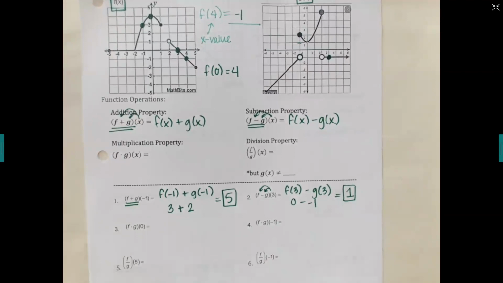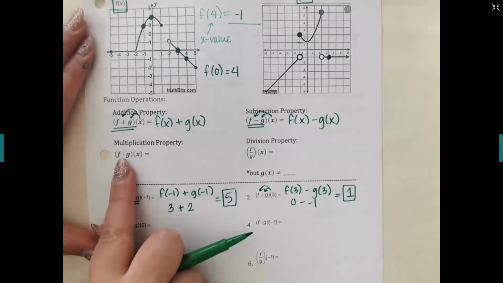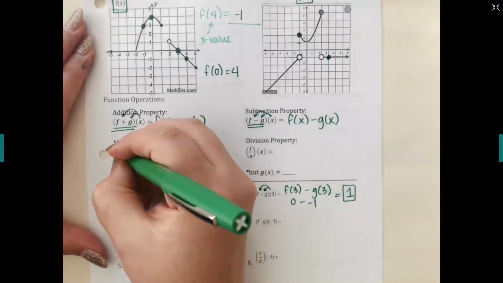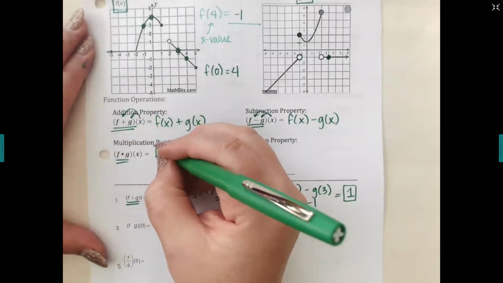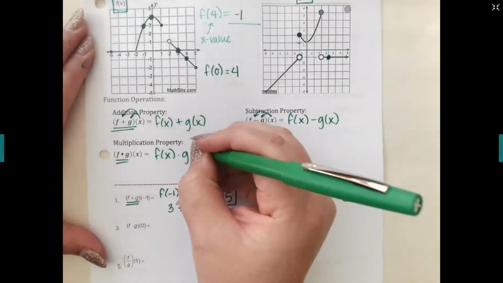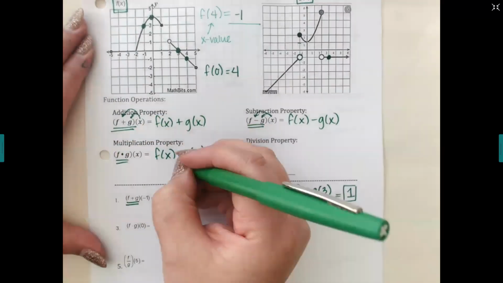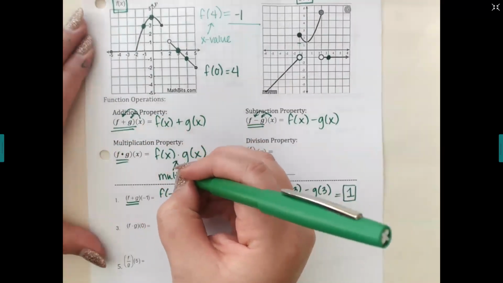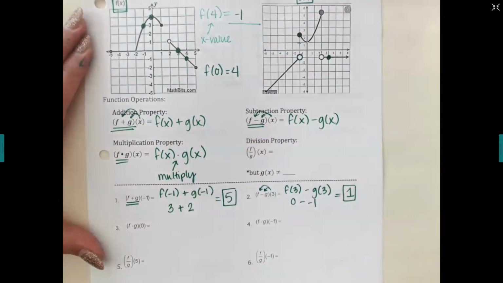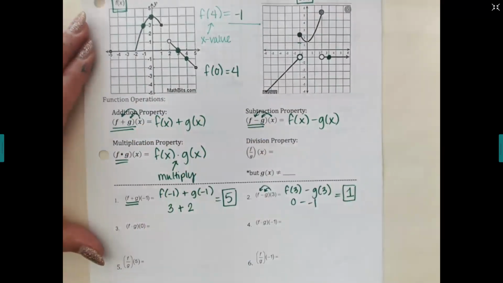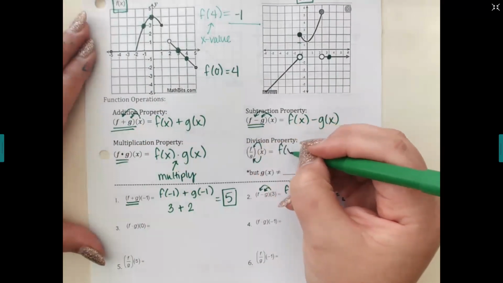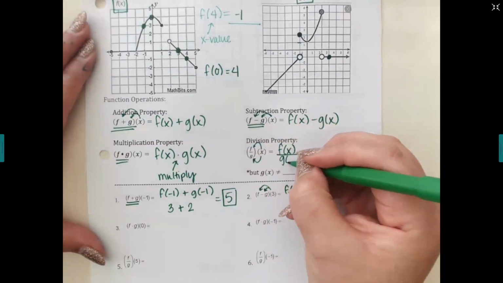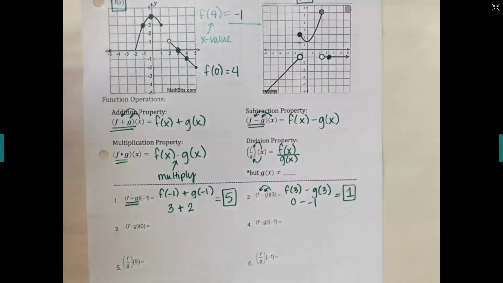The same properties apply for multiplication and division. If you have a dot like this, that means f times g of x. So you're going to do f of x multiply g of x. That dot right there means multiply. Division works the same way. You're going to share the x with both functions. So it'd be f of x divided by g of x.